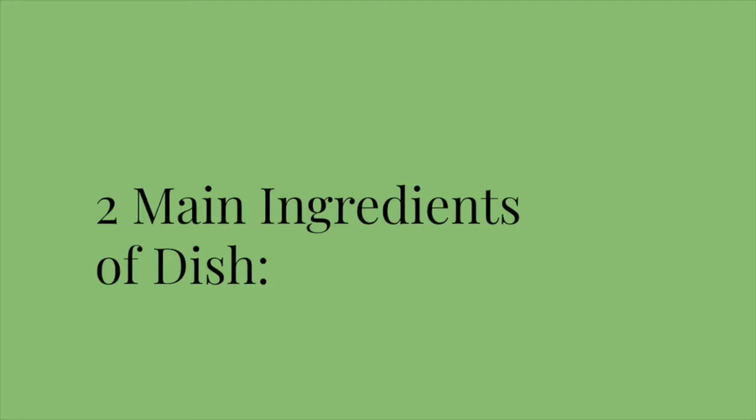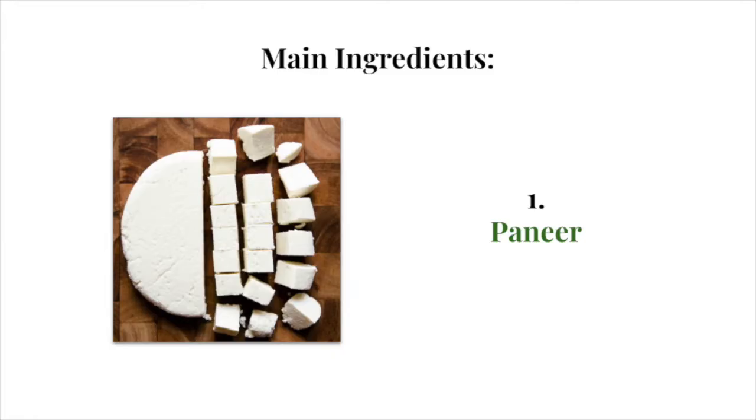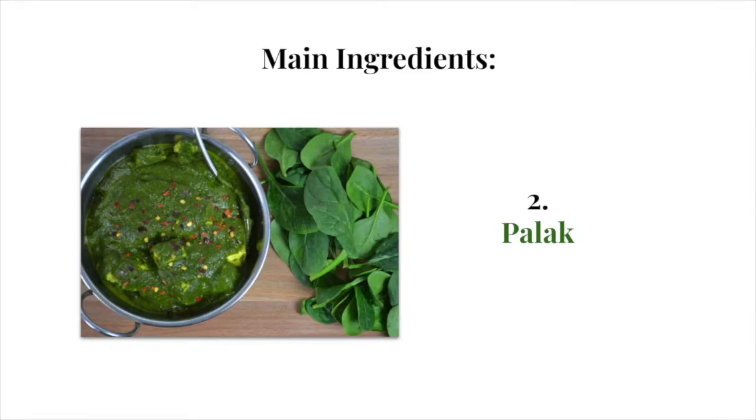Let's now talk about the two main ingredients of the dish. First is paneer, which is an Indian cottage cheese. It is created by milk curdling, a chemical reaction of fresh milk which we will specify later on. The second main ingredient is palak, which is a green paste created from spinach. We can tell that these two ingredients are crucial as the name of the dish stems from them.